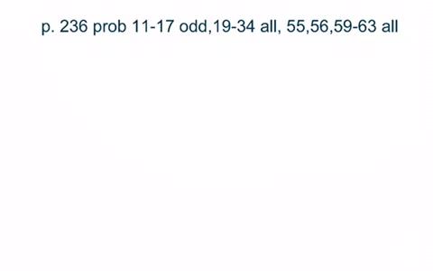Okay, y'all, for this assignment, this will be page 236, problems 11 through 17 and 19 through 34. Now, the first 11 through 17 is going to be dealing with just writing that in point-slope form. Then 19 through 34 is going to be a mixture of writing it into standard form and slope-intercept form. Then you've got a mixed review there at the end.